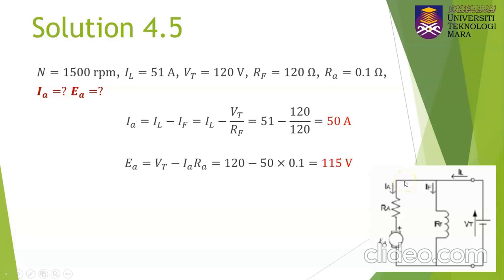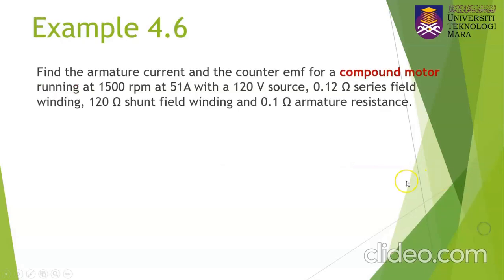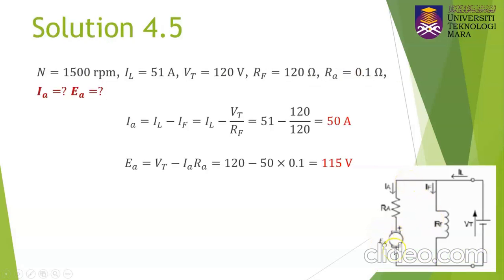And then we can apply the KVL across the loop. From this point up to here and here, you get EA equal to VT minus IARA. After that, you can just substitute all the values accordingly. Finally, you get your counter EMF is equal to 115 volt. Okay, all right. So that's how you calculate for the shunt.